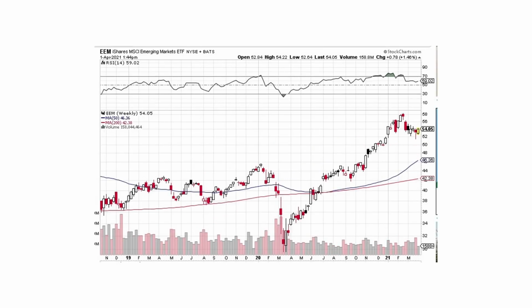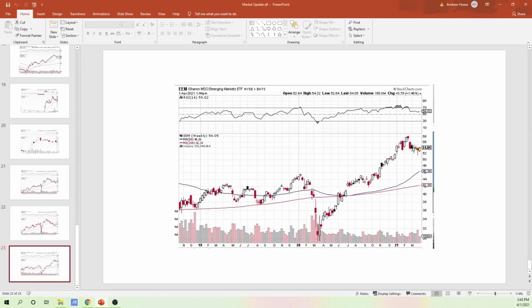And EEM, big move up, and then this nice little contraction down, bullish engulfing on the weekly candlestick, probably going to go up. So I bought some more emerging markets in my 401k. And that's it. That's what I've got for today.